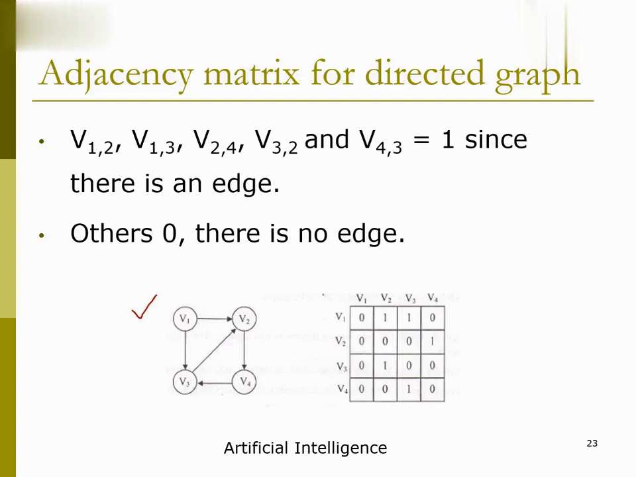Now let us consider V2. From V2, there is only one path, to V4. So only that particular cell will be 1, whereas all the other cells will be 0. Considering V3, V3 has a path only to V2. We can reach only V2. So as far as V3 is concerned, there is a cell with value 1 which represents that we can reach from V3 to V2, whereas all the other cells will be 0.